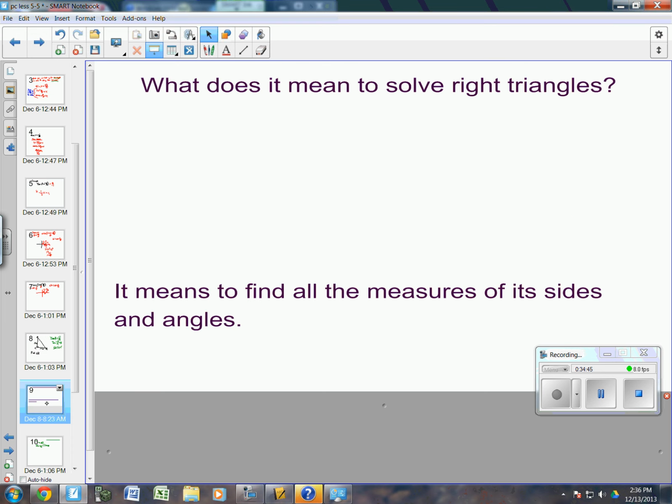Let me show you this. What does it mean to solve right triangles? It means to find the measure of all its sides and angles: all 3 sides and all 3 angles. But if you know it's a right triangle, you already have one angle. So it means to find everything. Besides the right angle, you need at least 2 sides, or a side and an angle, minimum, to solve it.